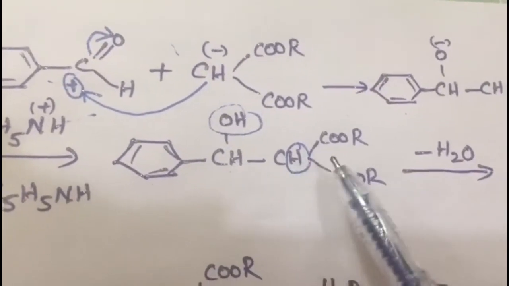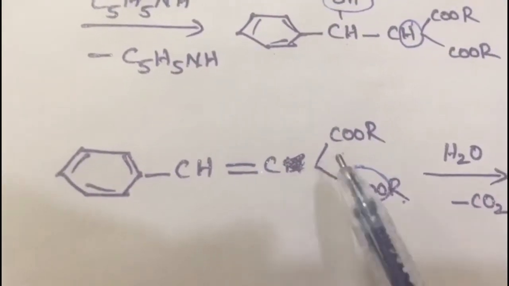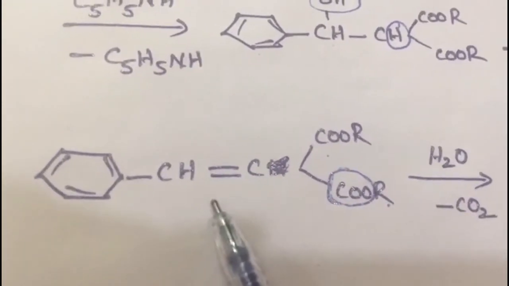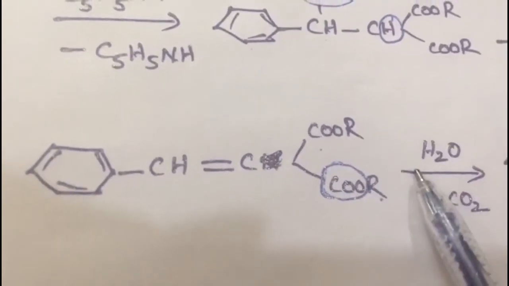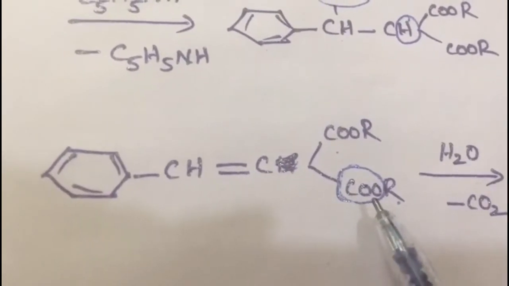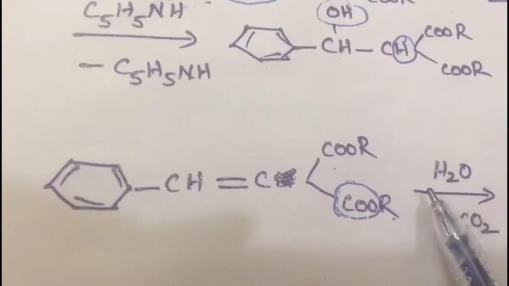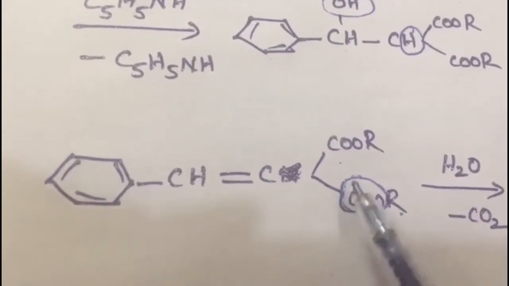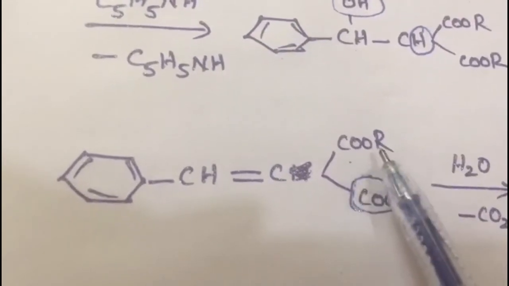C6H5CH=C(COOR)2. You see here, C6H5CH=C(COOR)2. In the next step is hydrolysis, because this compound is an alpha beta unsaturated diester. So ester on hydrolysis will be converted into dicarboxylic acid. So here it will be COOH, here also it will be COOH on hydrolysis, followed by removal of carbon dioxide, decarboxylation. So here CO2 will be removed, and this will be hydrogen, this will be COOH.